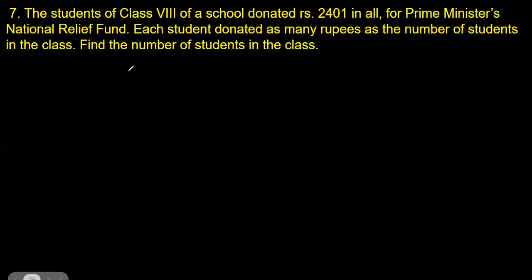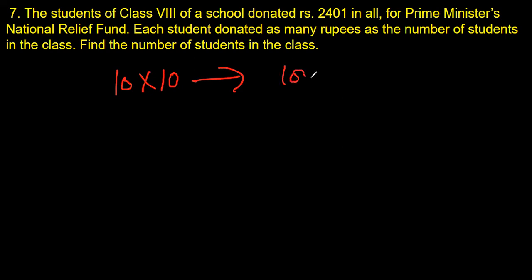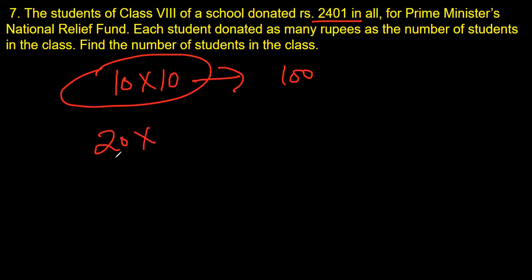let's see, suppose there are 10 students and each student donated 10 rupees. What is the money collected? I mean total money donated, that will be 100. That means number of students will be far more than 10, isn't it? So because the money collected is 2401, consider 20 students, each student donated 20 rupees. The money obtained is 400. Still a lot less than this, isn't it?